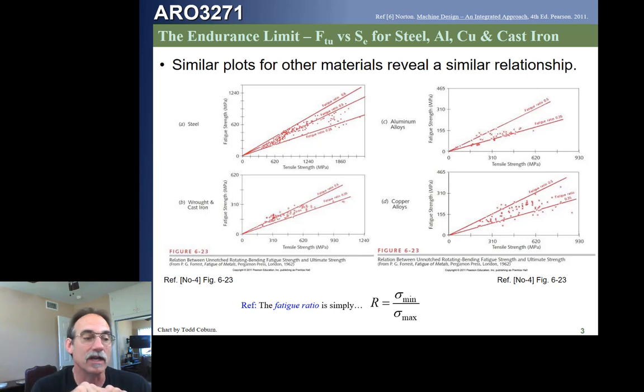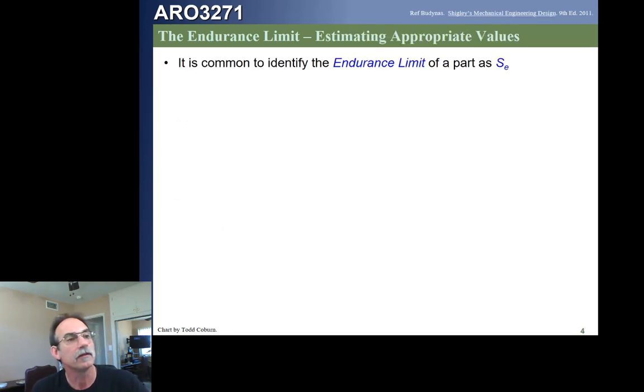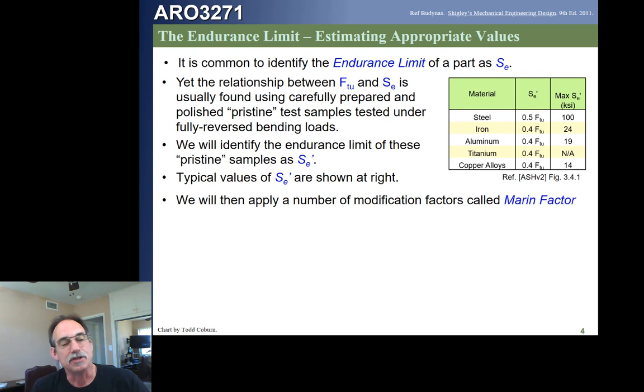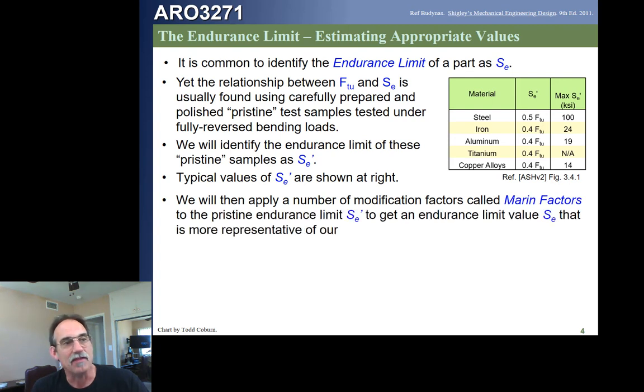Remember, we're going to call this S sub E prime, the pristine, perfect endurance limit for that material if the samples were round, rotating, fully reversed stress, polished samples. Once we understand how to calculate accurate, pristine S sub E primes, then we will learn to modify it for other conditions, as we're going to do here. If we study that data and collect the data of others, we get the relationship shown in this table.